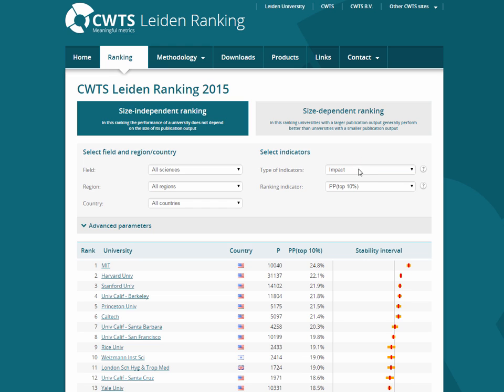Different indicators can be used to rank universities. By default, universities are ranked based on the proportion of top 10% publications, so the percentage of frequently cited publications.